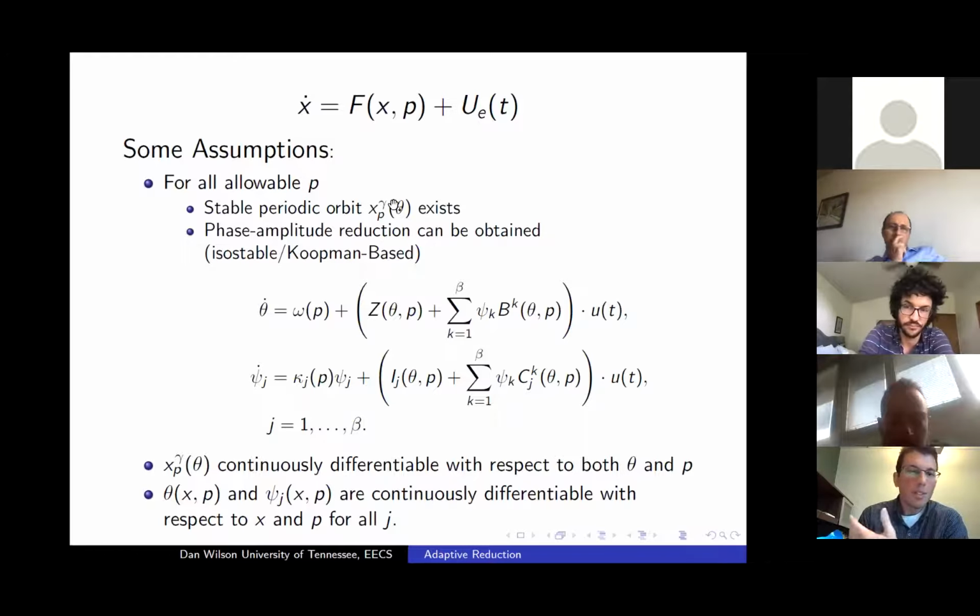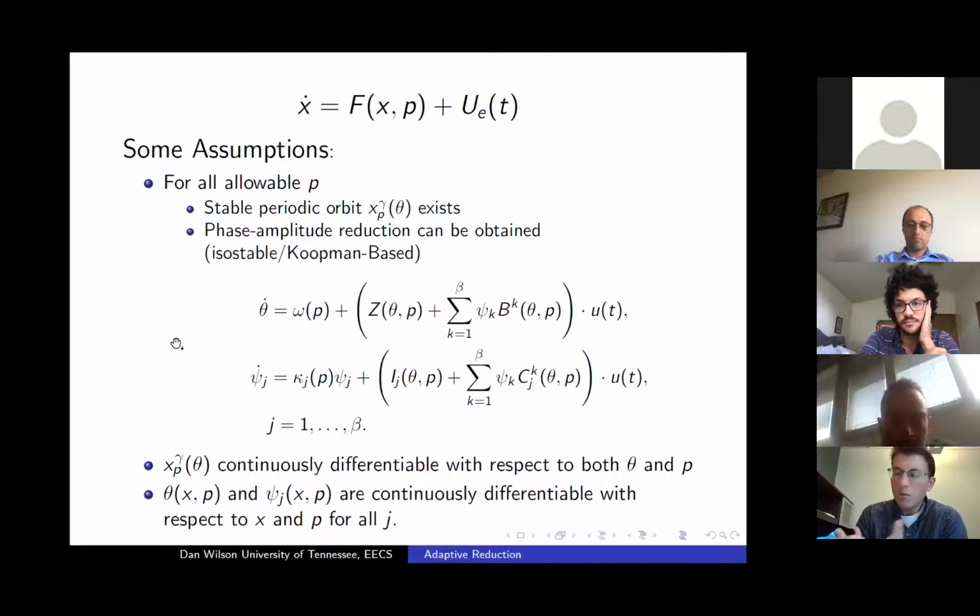We're going to assume that we have some continuous set of allowable parameters P. We're going to assume that each of them gives a stable periodic orbit, which is potentially different from all the other orbits. We're going to assume that for a constant value of P, we can represent the dynamics in a basis of reduced order phase amplitude coordinates. So here we're going to be using isostable coordinates, which represent level sets of the slowest decaying components of the Koopman operator, but you can use other amplitude coordinates if you want. And this is a well-established strategy.